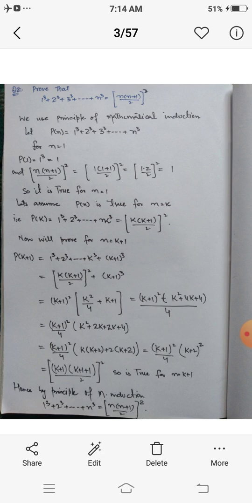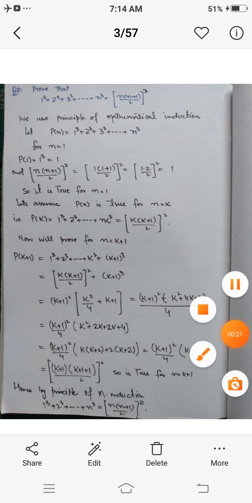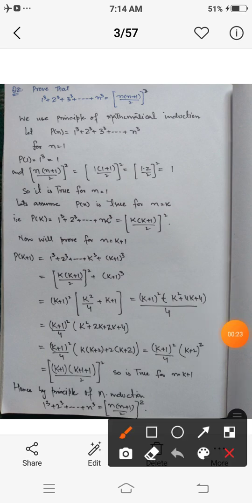We are discussing exercise 4.1, that is to prove the given statements through mathematical induction. Now here question number 2 of this is we have to prove that the sum of the first n cubes, that is 1 cube plus 2 cube plus 3 cube plus so on to n cube, is n into n plus 1 upon 2 whole square.